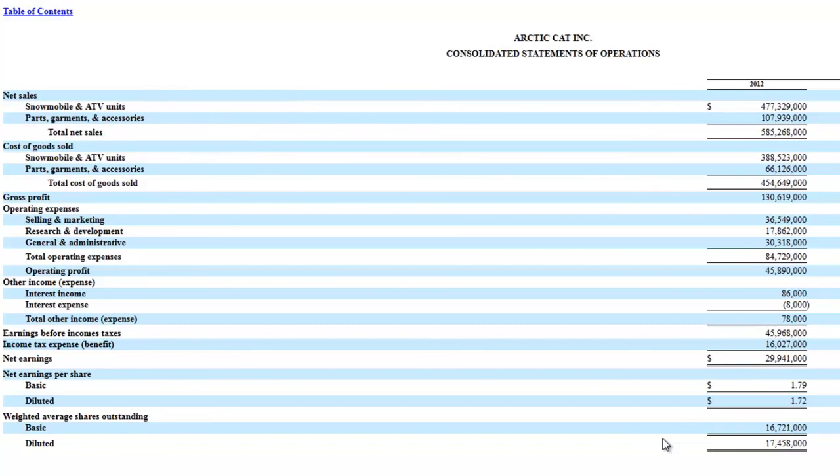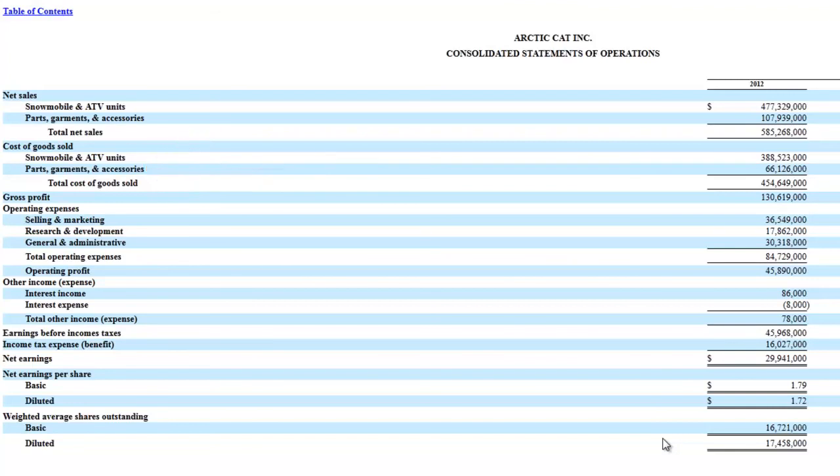Also notice that Arctic-Cat sells parts, garments, and accessories. These include a bunch of stuff like jackets, helmets, snowmobile parts, and informational videos. Of course, these things also cost money to produce, and because they are sold separately, the company decided to report a separate cost of goods sold category for these items.